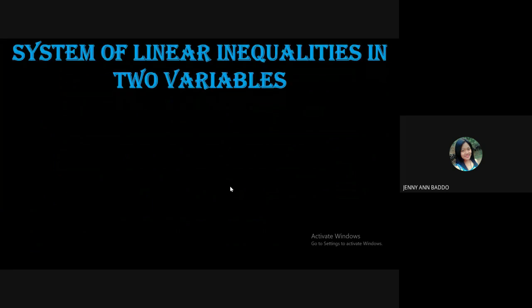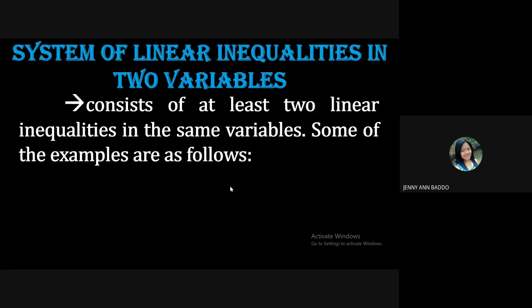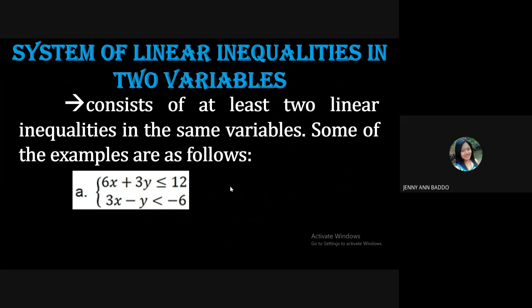But before that, what do we mean when we say system of linear inequalities in two variables? So it consists of at least two linear inequalities in the same variables. Some of the examples are as follows. First, we have the system 6x plus 3y is less than or equal to 12 and 3x minus y is less than negative 6. So observe that there are two linear inequalities with two same variables, x and y.